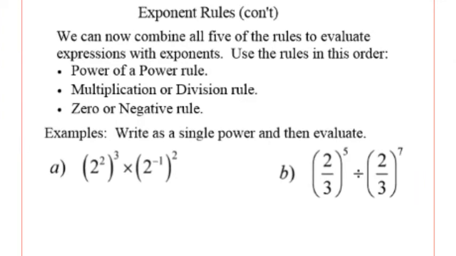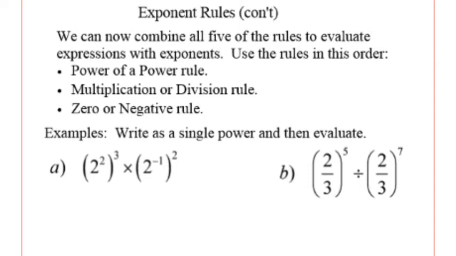So now what we're going to do is combine all the rules to evaluate expressions. The first thing that you have to use is your power of a power rule. Then you have to use your multiplication or division rule. And then the last thing that you have to apply is your zero or negative exponent rule.